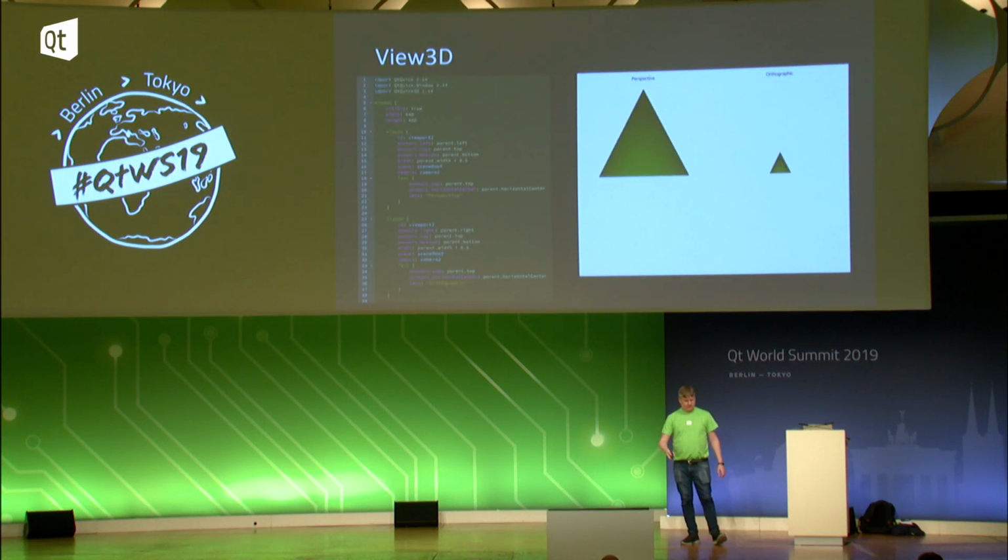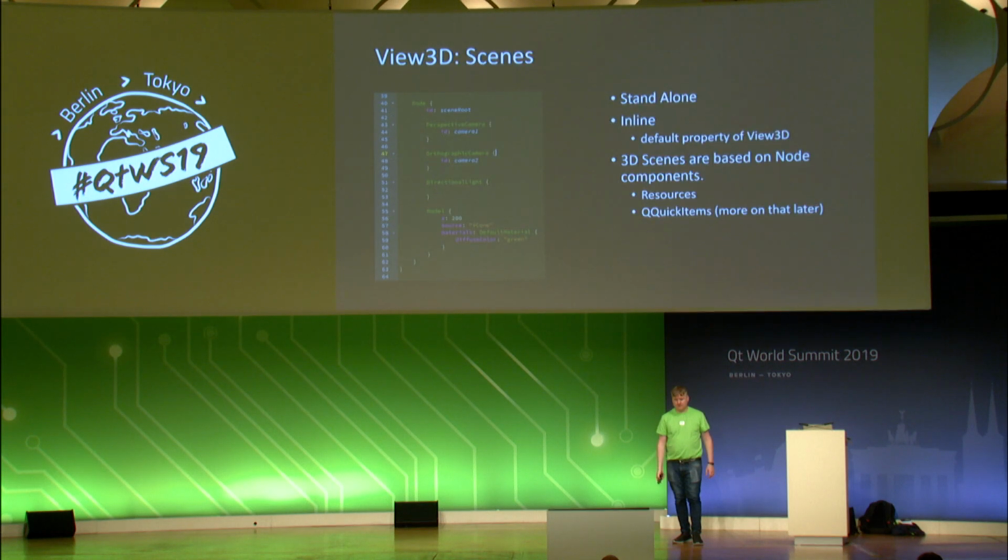Another interesting thing, or one of the other ways that you can use View 3D, is that the default property of a View 3D is the scene itself. I'll be showing that in most of the other examples, but you can put just any 3D item under a View 3D, and that's your scene, without having to set a scene property. You can see here, the inline is what it's talking about here. So you can actually do this.